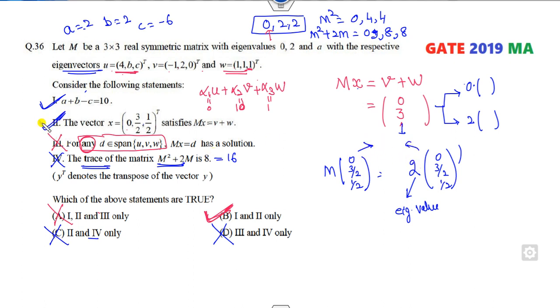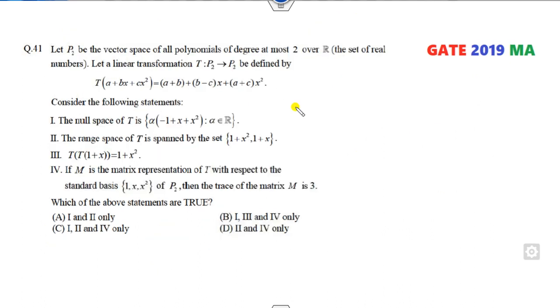So it means this is my correct statement. So first and second are my correct statements. So the right answer is B, the correct option. Okay, look at another one. P2 is a polynomial of degree at most 2. So the bases are my 1, x and x square. Fine. Then which of the following statements is true for this polynomial?